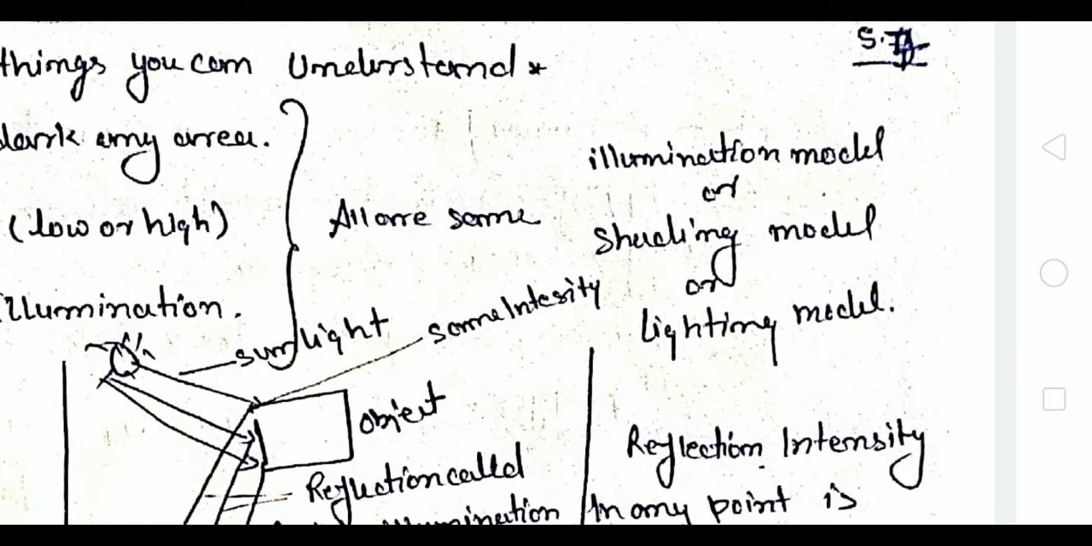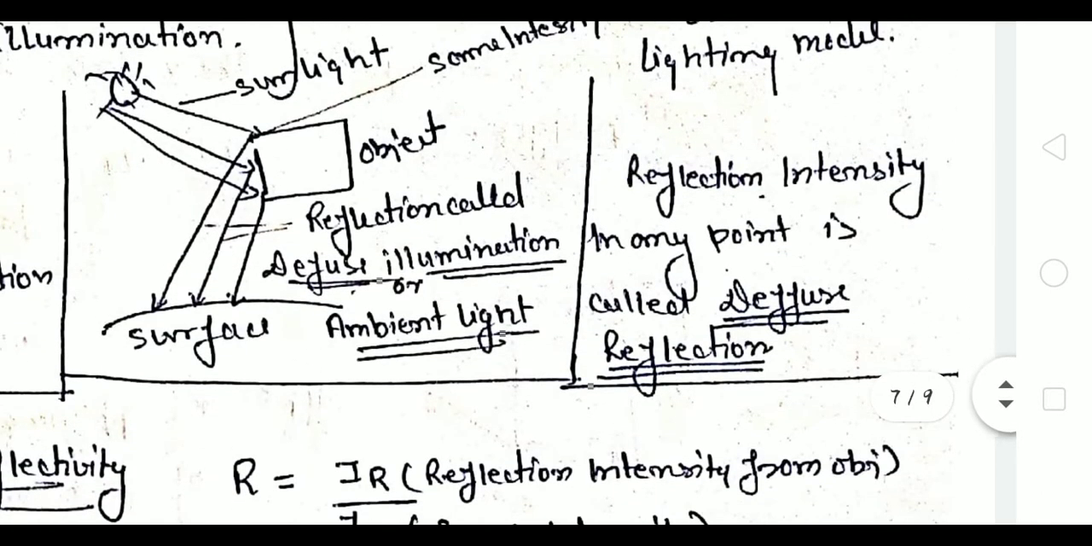In the illumination model, two concepts come up. One is diffuse illumination, or ambient light, and the other is diffuse reflection. These are the two concepts, so let's understand what they are.